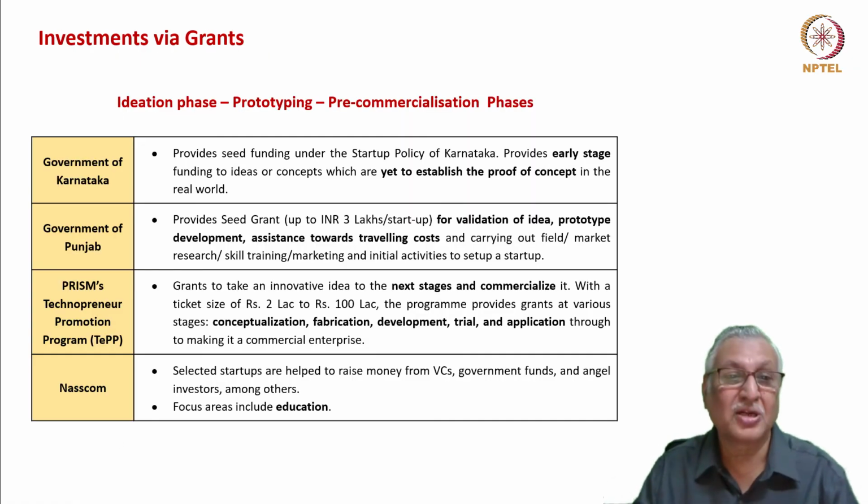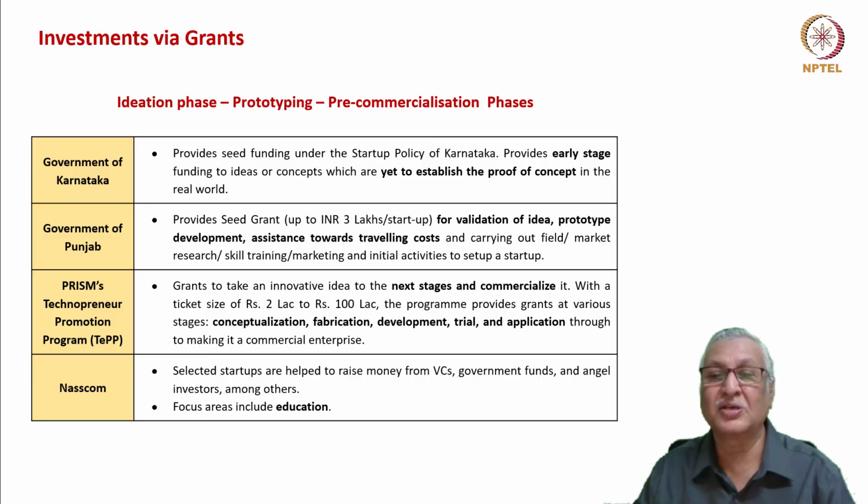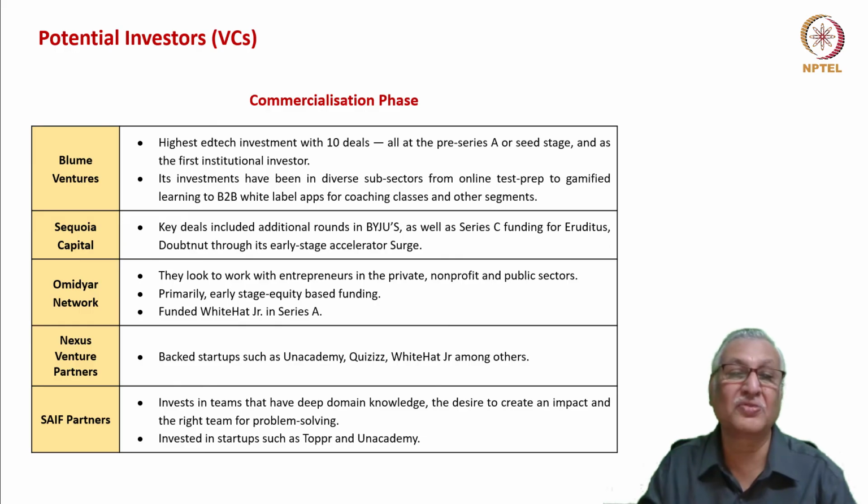Investments via grants. There are a number of options that are available for the ideation phase, prototyping phase, and pre-commercialization phases. Government of Karnataka, Government of Punjab, Prism's Technopreneur Promotion Program, and NASSCOM provide seed funding of various levels, some going as much as up to 100 lakhs for conceptualization, fabrication, development, trial and application. And education is one of the key areas which is considered for ideation and prototyping as well as pre-commercialization phases.